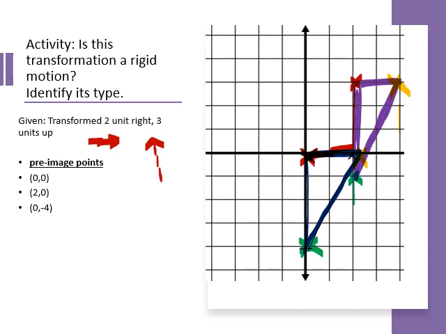There has been a slide in that case. The size didn't change, the shape didn't change. It's still a triangle. So my question is, is it rigid? That's the first thing. The second thing is, what happened?